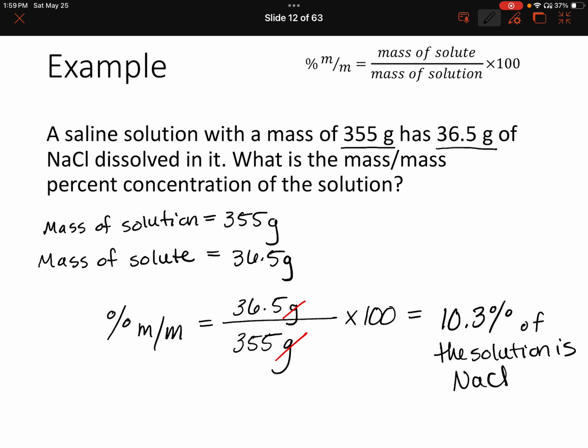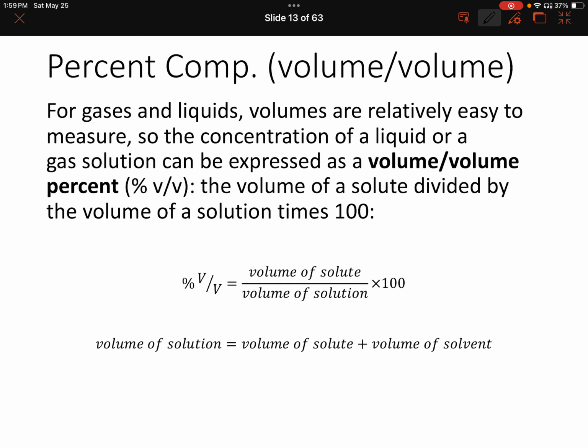Okay, we're actually going to skip this next problem. We're just going to go on to percent composition volume per volume. This is going to be exactly the same as our last equation, except instead of masses, we're going to use volume. For gases and liquids, volumes are relatively easy to measure, and that's why we can express our concentration of a liquid or a gas in this particular way. This percent composition is the volume of a solute divided by the volume of a solution times 100. The equation is shown below. And again, notice that the volume of solution is equal to the volume of solute plus the volume of the solvent, so this will be our total volume of everything together.